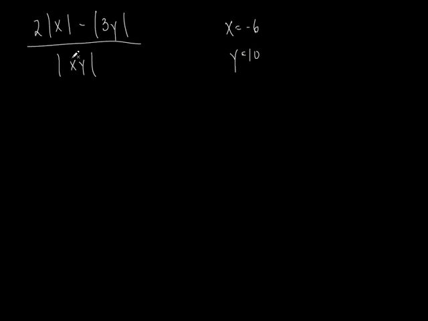All right, so here we go. This is a little bit longer than the other one. Everybody's favorite, division, fraction, x, y. And the x and y are the same numbers, so x is negative 6 and y is 10. All right, go at it. See if you can get this. So it's 2 times the absolute value of x minus the absolute value of 3y, over the absolute value of xy.